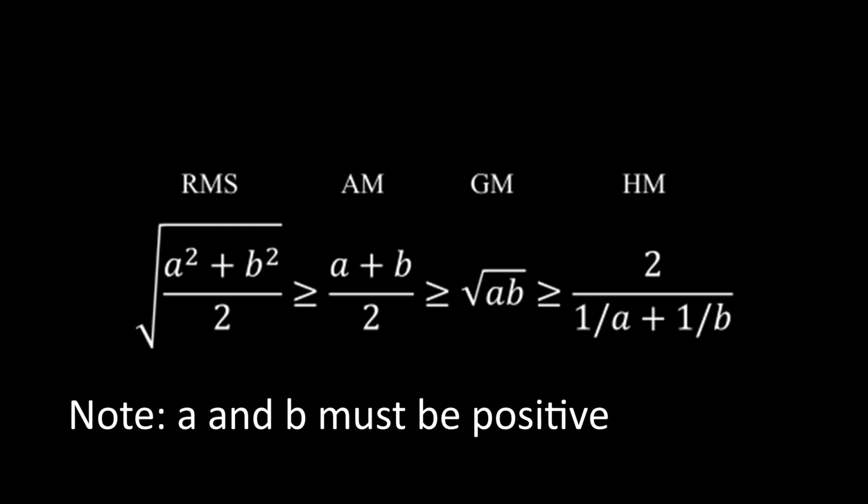Always except when A is equal to B. When A is equal to B, all 4 of these expressions are equal to each other. This fact is useful for finding minimums and maximums.